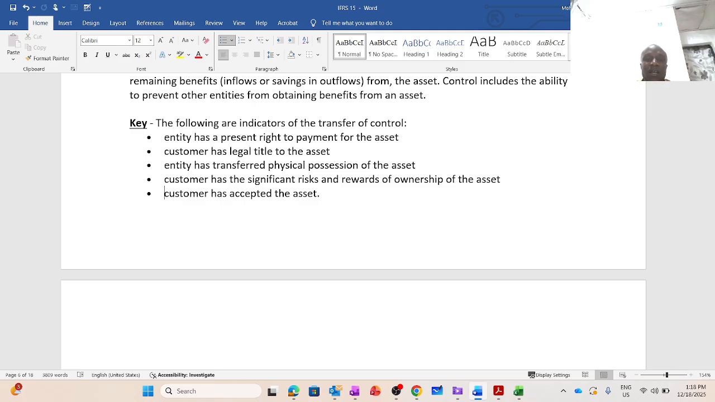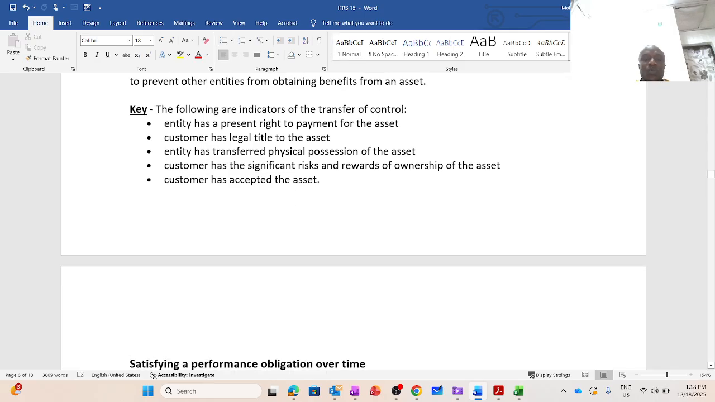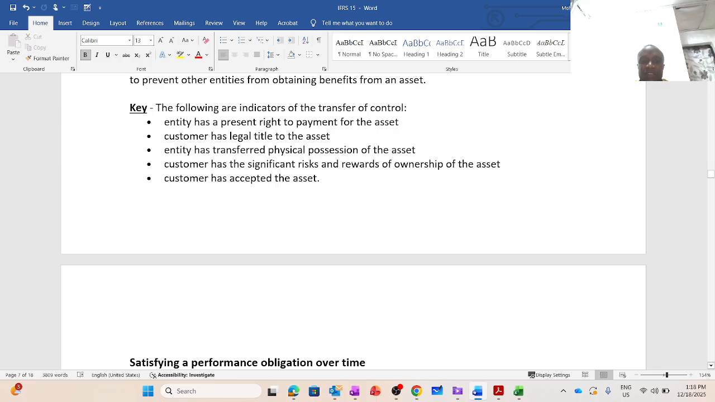Customer has the significant risks and rewards of ownership of the asset. The final condition is the customer has accepted the asset. So whenever these conditions are met, we need to recognize revenue at a specific point in time, because the control has been transferred at a specific point in time.